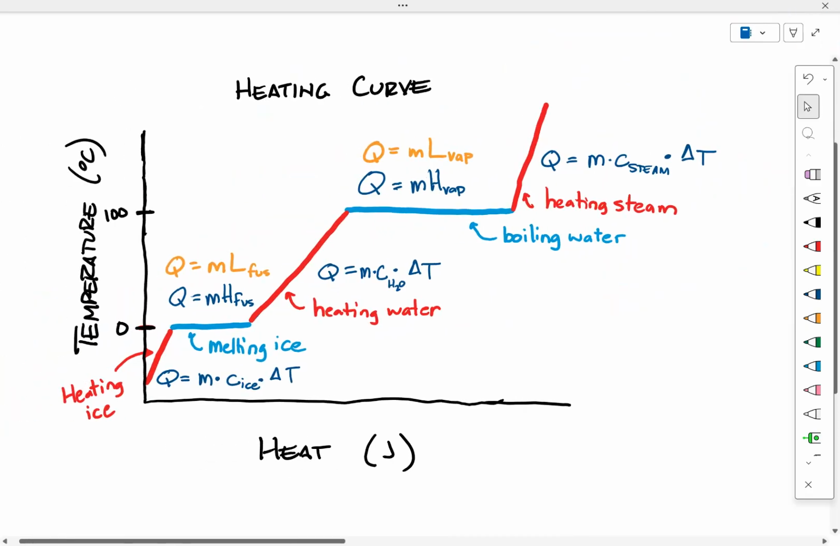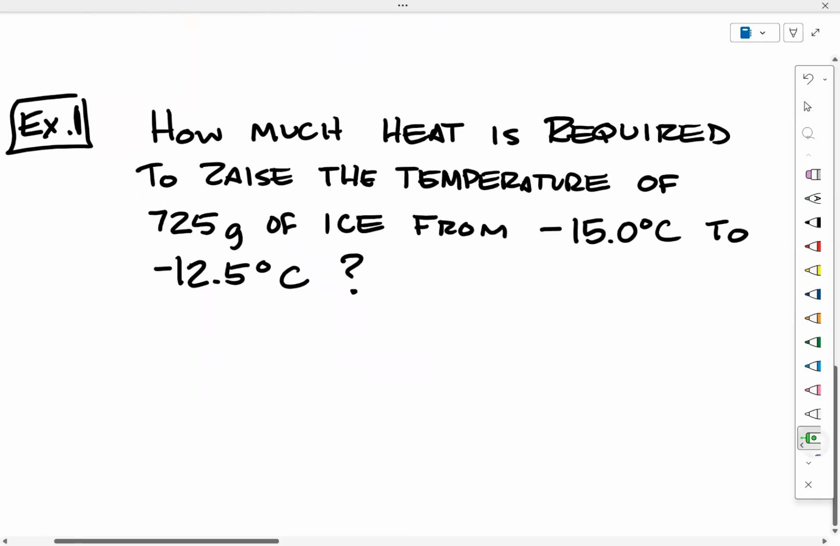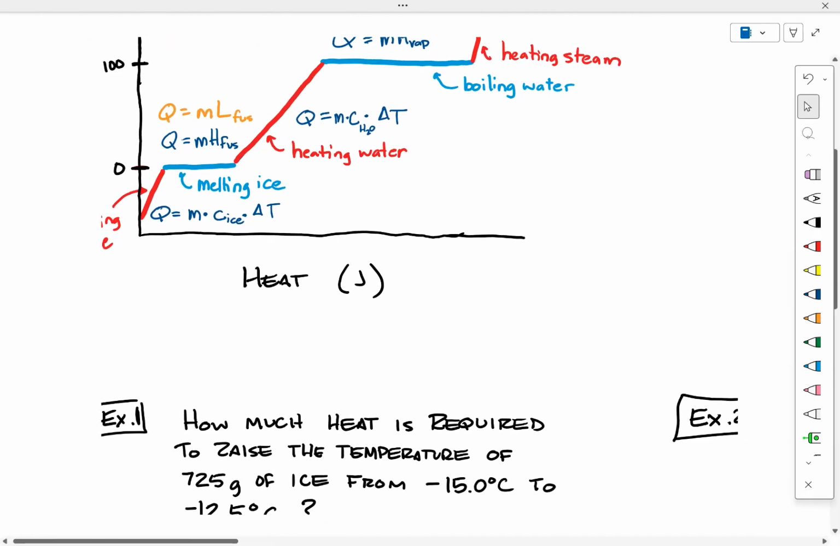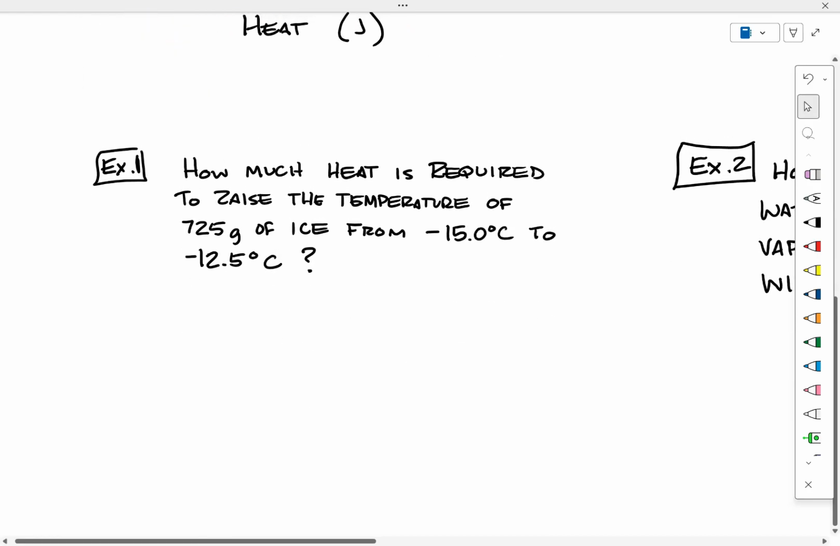See if we can do a calculation that involves this heating curve. We're going to look at example 1 here. It says how much heat is required to raise the temperature of 725 grams of ice from minus 15 degrees to minus 12.5 degrees. All right, so it sounds like in this problem, we're probably down in this region here for the heating up the ice. And so that means we should use this equation here, Q equals M times C for ice times delta T.